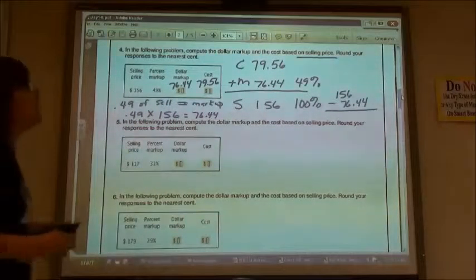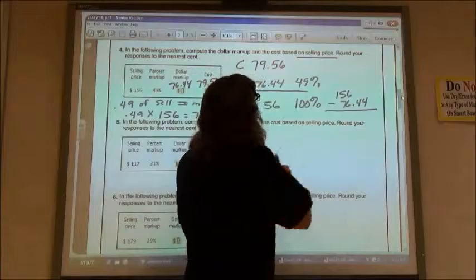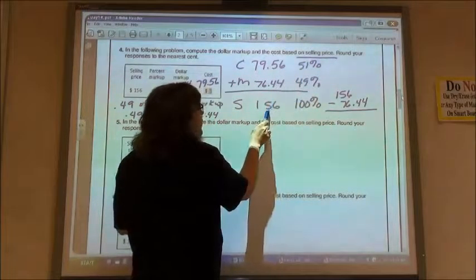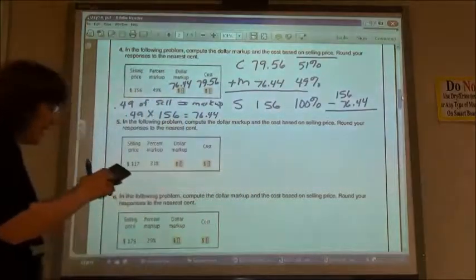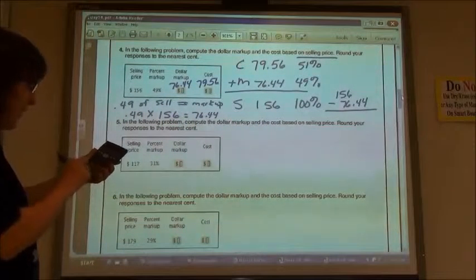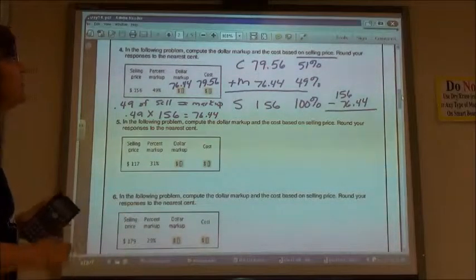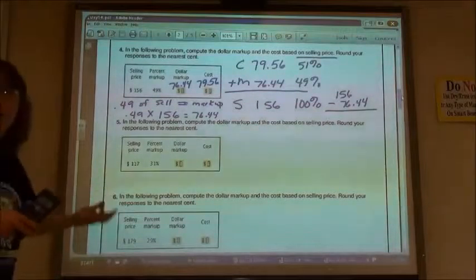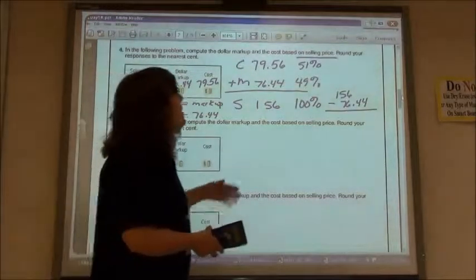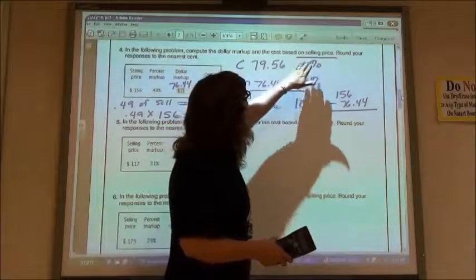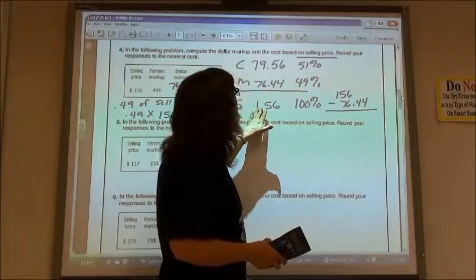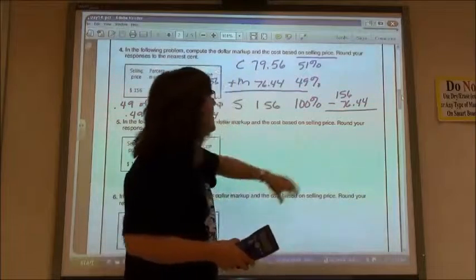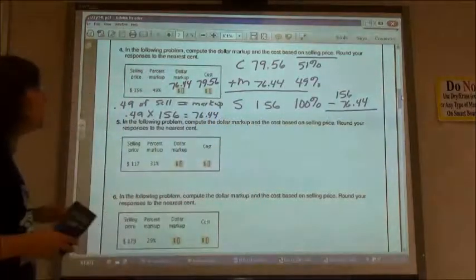Now if we wanted to, we could fill in the percent here. 100 minus 49 would be 51%, so that if you took 51% of your cost, you should get the 79.56. 0.51 times 156, sure enough, gives us that same 79.56. So we have multiple ways we could get our answers depending on how comfortable we are with percents, but this one's always based on the selling price. So 51% of this value is equal to this, 49% of this value is equal to this, and 100% of that value is equal to the 156.